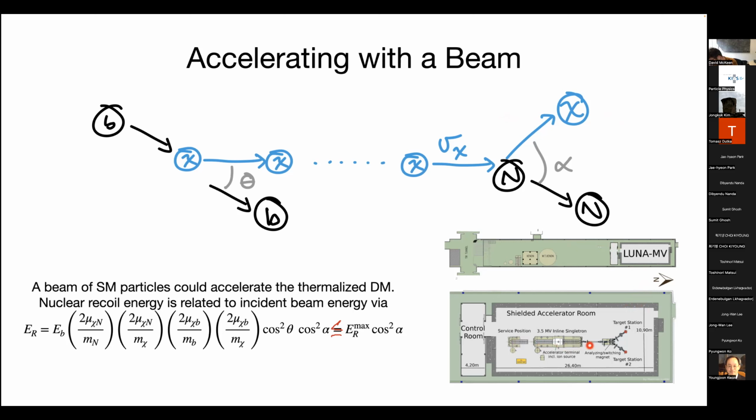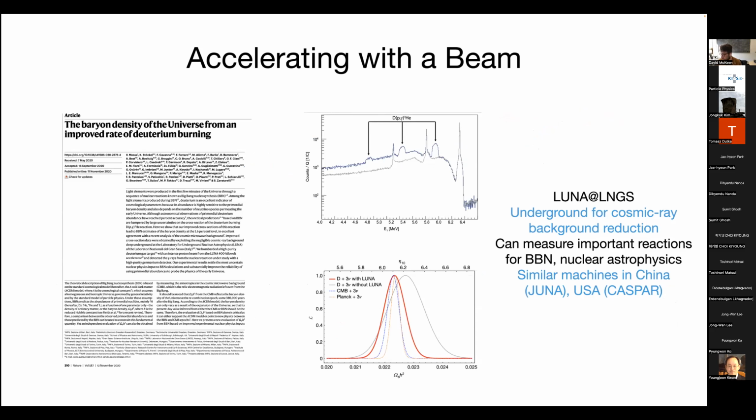A proton is being accelerated this way and then steered into different target stations. And why do they do that? Well, the reason they do that is actually related to one of the pieces of evidence that we use to understand that there is dark matter in the universe. And that has to do with Big Bang nucleosynthesis.